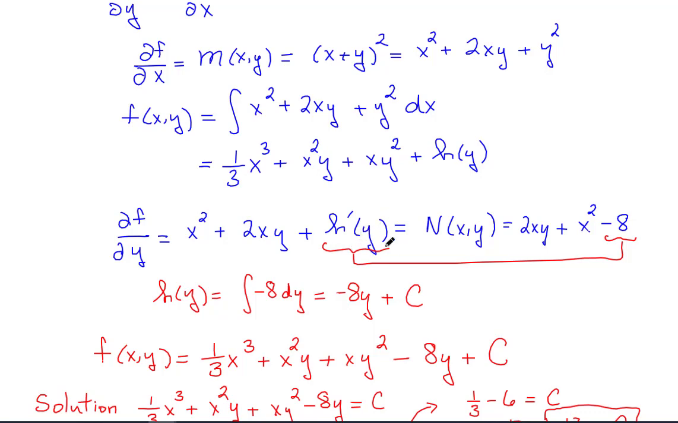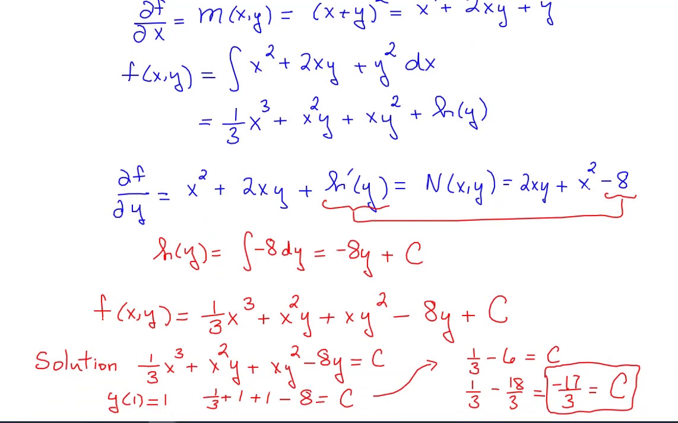But this needs to match up with n, and n is this item. So we compare x squared, 2xy, 2xy, so h prime has to be minus 8. So that gives me then, if h prime is that, then h is the integral of it, or minus 8y plus c. So what that gives me then is my function of x and y.